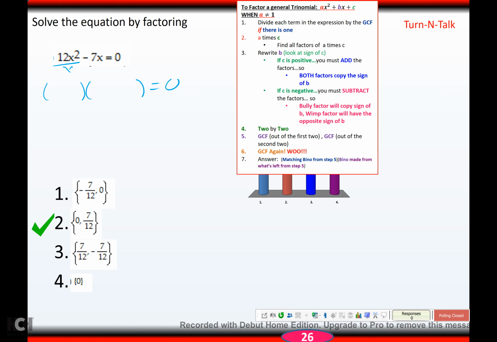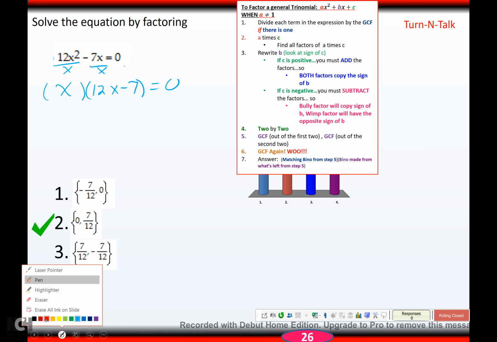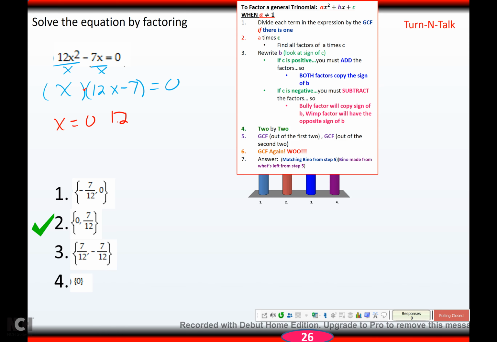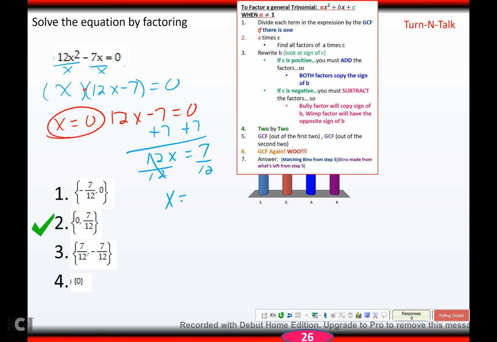All they have in common is an x, so if I pull an x, that leaves 12x minus 7. I'm at the zero product property already, because I have something times something equals 0, so either x is 0 or 12x minus 7 is 0. That one's done. Just get x alone on the second one, I'm going to add 7. So I get 12x equals 7, divide by 12, and I get x equals 7/12. So my two solutions are 0 and 7/12.